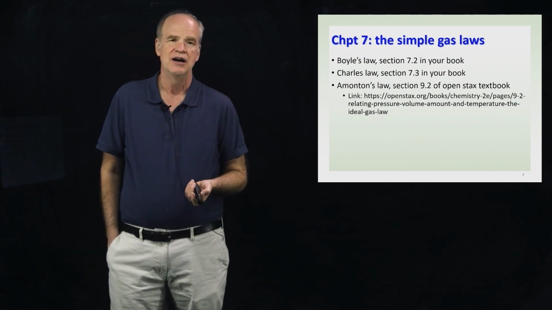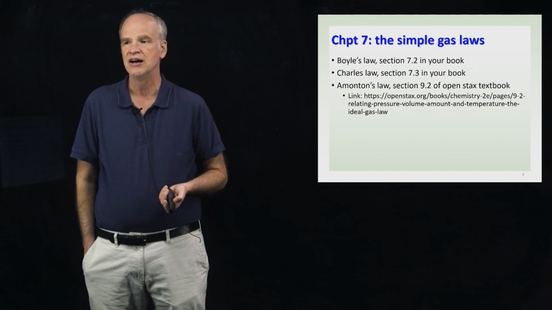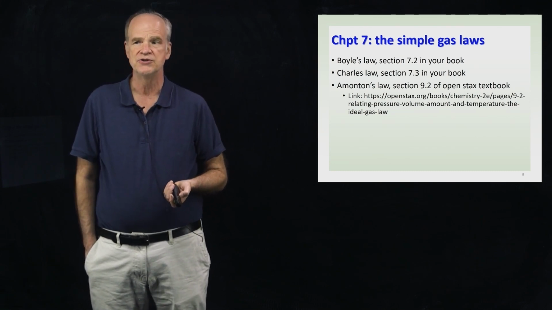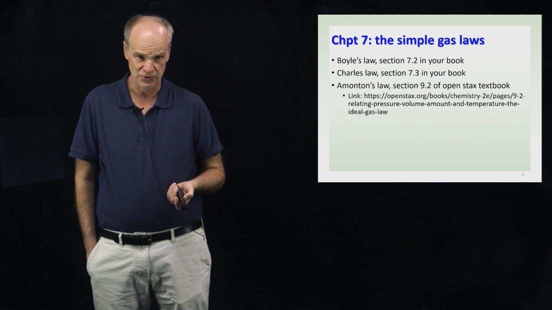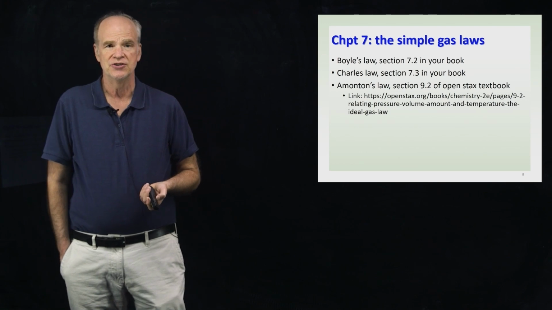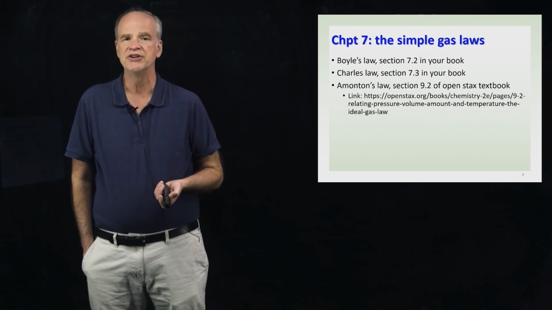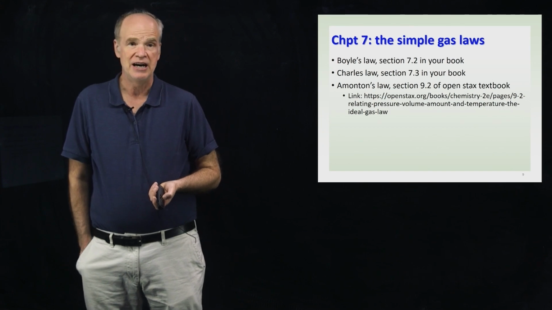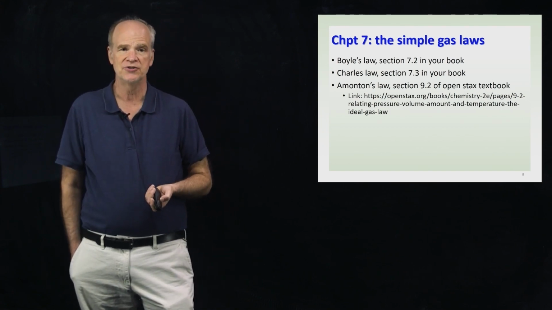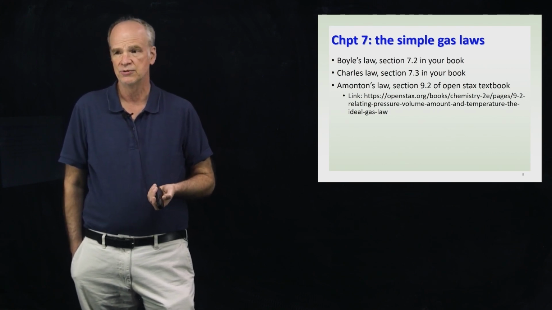And so I want to point out first where you can find more information about these simple gas laws. One of the simple gas laws we're going to go over is Boyle's law, which is found in section 7.2 of your book. Also, we're going to go over Charles's law, which is found in section 7.3 of your book. And then finally, there's another law called Amontons's law that is not covered in your text, but it can be found in the OpenStax textbook on the internet in section 9.2, and I have a link for that there that you're welcome to look at.